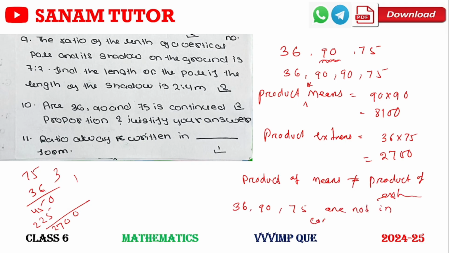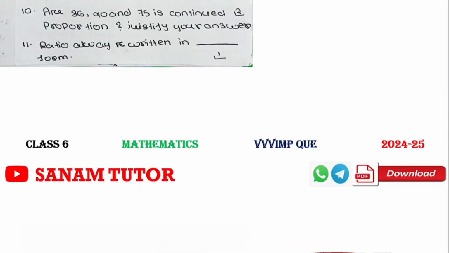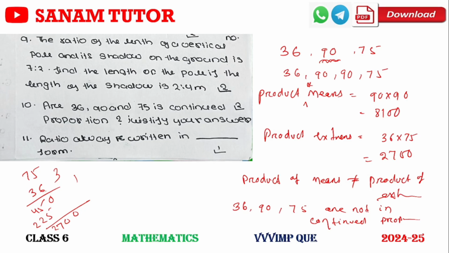Okay, continued proportion. Complete. So next question, last question. The ratio is always written in dash form, always written in simplest form or lowest form. Write down simplest form.